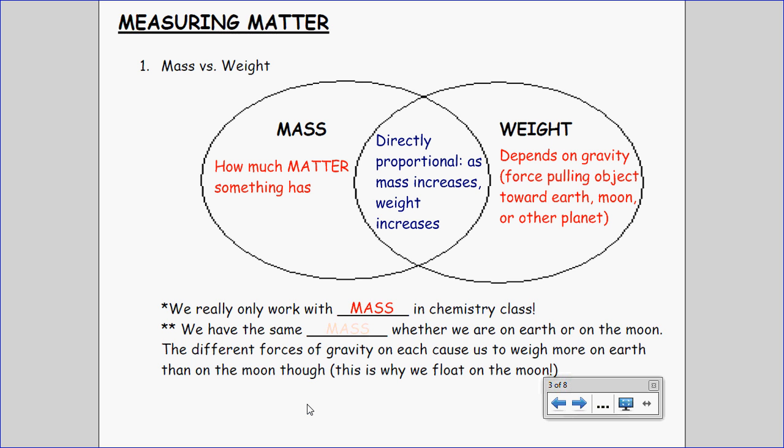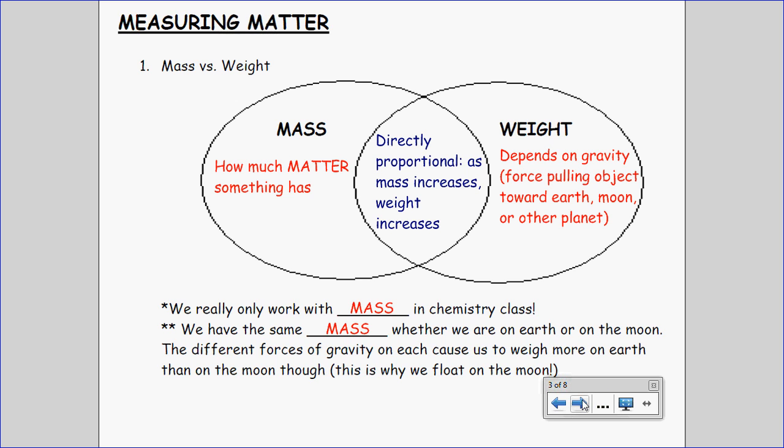Now, everybody knows we have the same mass, whether we're on Earth or on the moon. However, the different force of gravity, it being weaker on the moon, makes us weigh less on the moon and more on Earth. If you're out in the middle of outer space, not on the moon, not on anything, there is practically no gravity, so you appear to be weightless, floating around. Your mass didn't actually change. You didn't lose any atoms. It's just that there's no gravity around to make you weigh something. So mass and weight are not the same, but they are directly proportional.